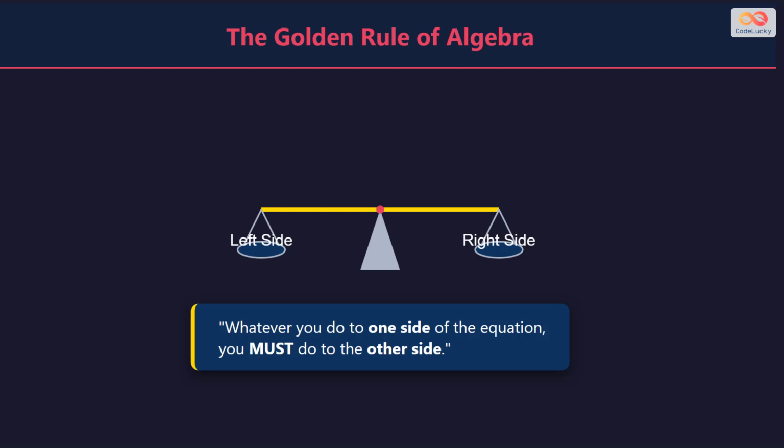There is one golden rule you must always follow in algebra. Think of an equation like a balance scale. Whatever you do to one side of the equal sign, you must also do to the other side to keep it balanced.